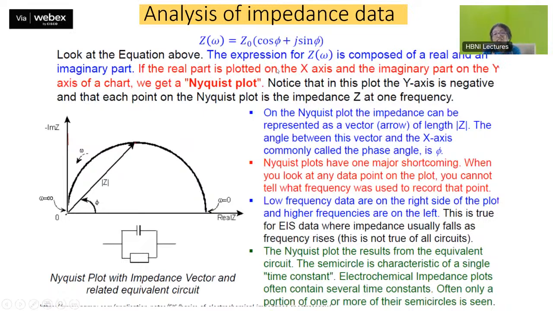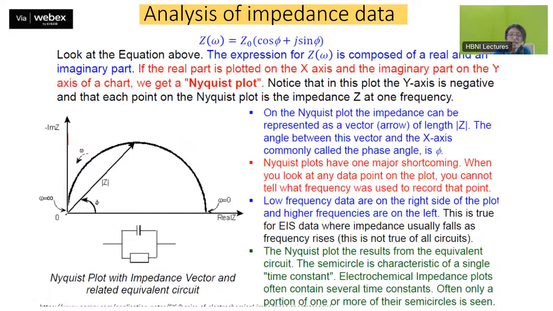But this Nyquist plot has one major shortcoming. When you look at any data point on the plot, you cannot tell at what frequency that data was recorded. That's a very big problem. Whenever you have the Nyquist plot, you know the imaginary axis and the real axis, but you don't have any idea of the frequency. In the instrument, when you measure, that frequency will be there, but looking at the Nyquist plot, you won't be able to tell at what frequency that particular data point has been collected.